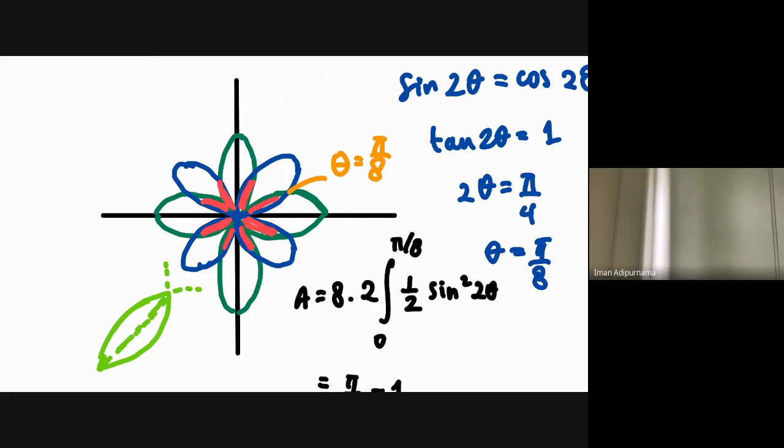If you are using cosine, you can also do that. So from pi over 8, you will move here and up until pi over 2, 4.